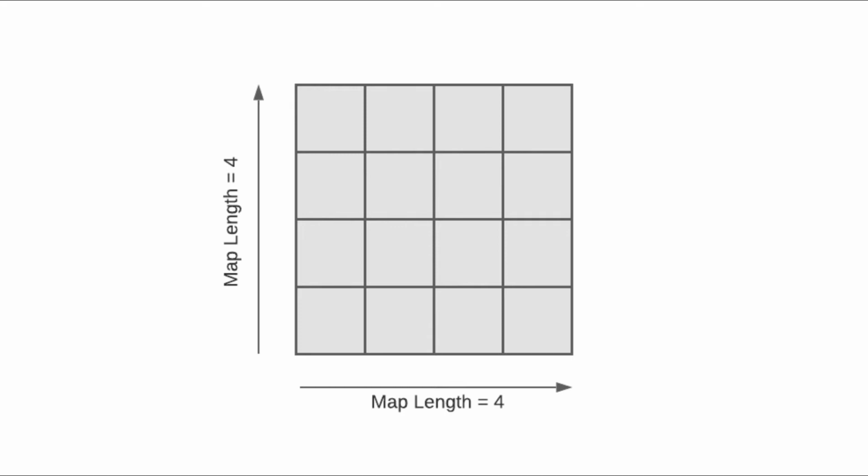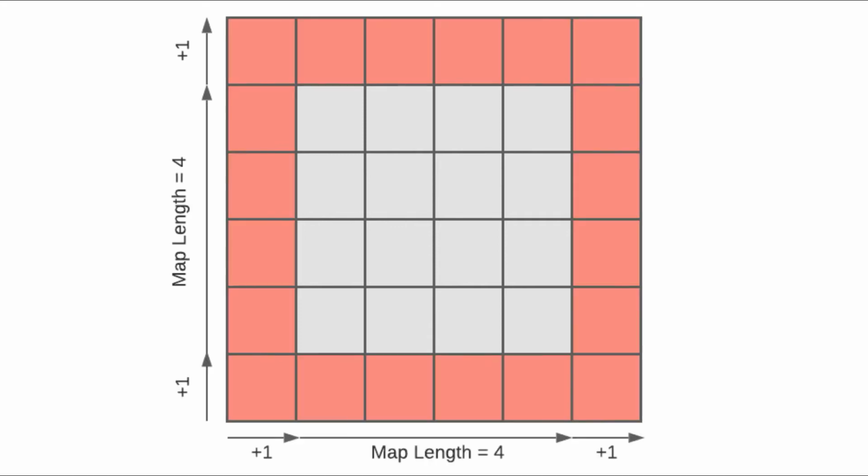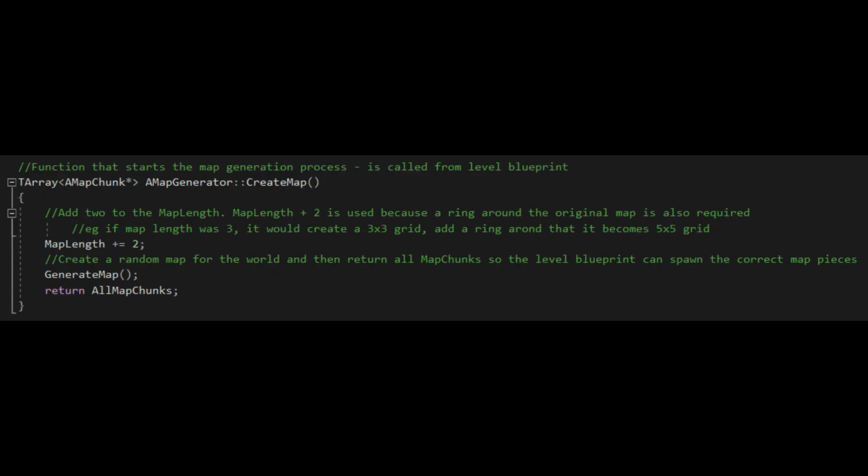When createMap is called, it adds 2 to this number. The reason this happened is because I wanted a ring of flat ground to surround the original map. I wanted this because if a map randomly fills in the grid perfectly, there would still be an outside ring which would allow for flanking by the players. After this, it then calls GenerateMap, which starts the creation process.